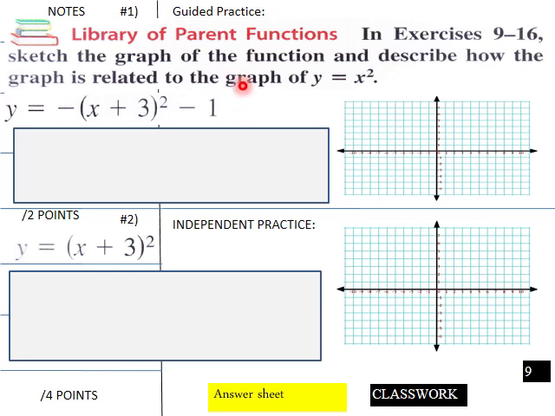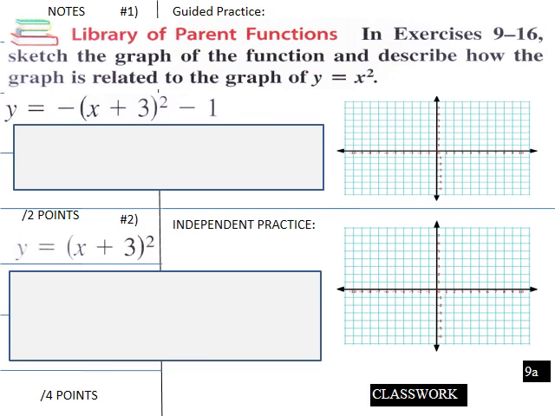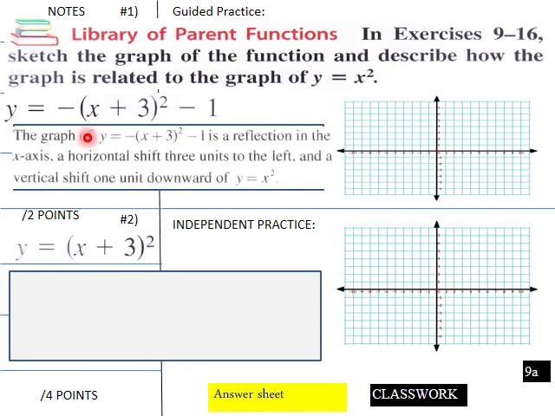Okay, into our first guided practice here. Sketch the graph and describe how the graph is related to y equals x squared. So we have this situation here. This is in vertex form, and this is in vertex form too. So for this one, the graph of negative of x plus 3 squared minus 1 is a reflection in the x-axis, a horizontal shift 3 units to the left, and a vertical shift 1 down. So that would be how that would look.